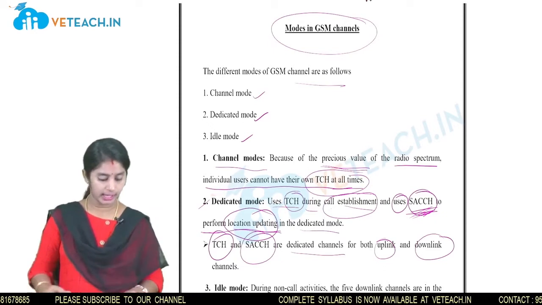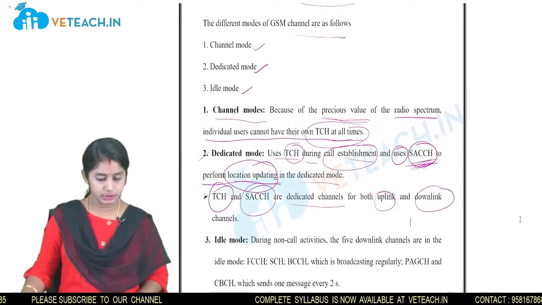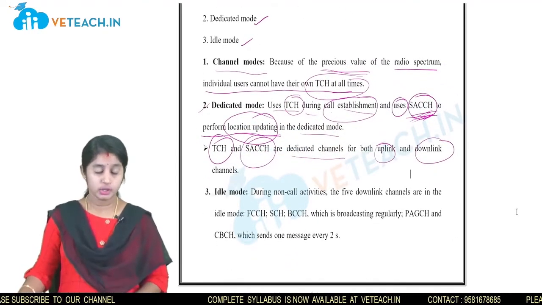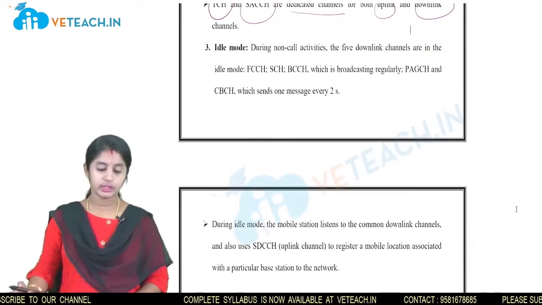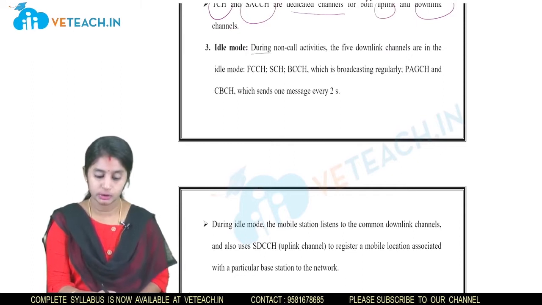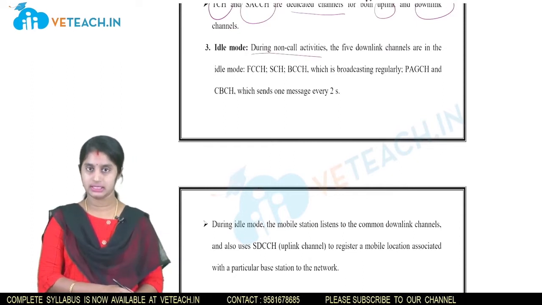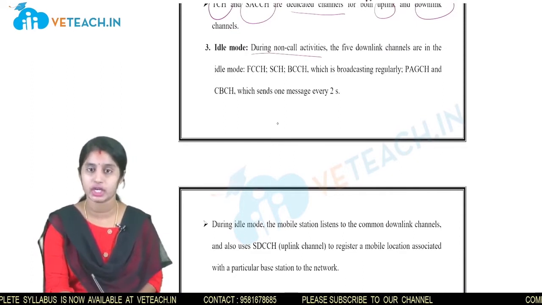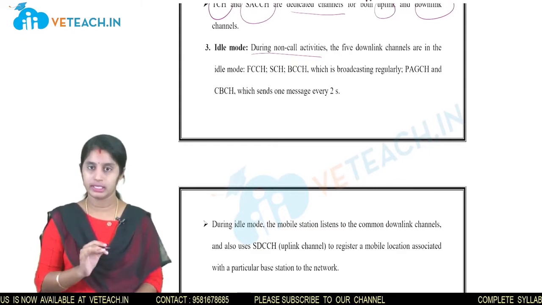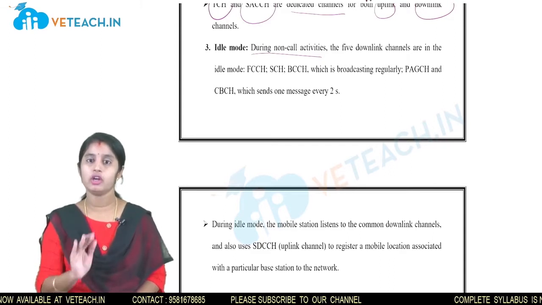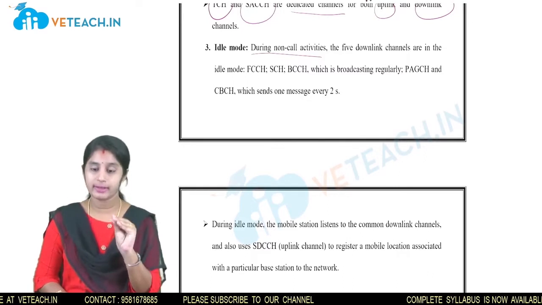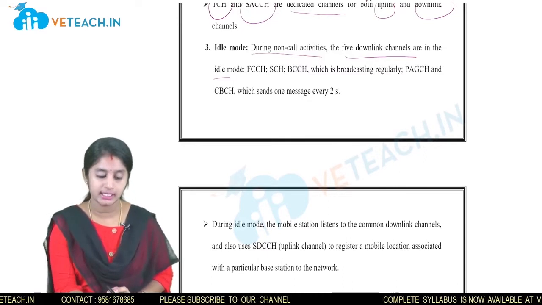And now we have the third mode of GSM channel, that is nothing but idle mode. So what is this idle mode? During non-call activities, that is the condition where the channel will be available, free of any conversation. So in this condition, the 5 downlink channels are in idle mode.